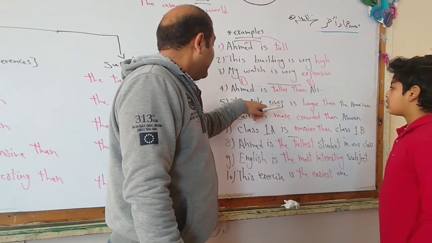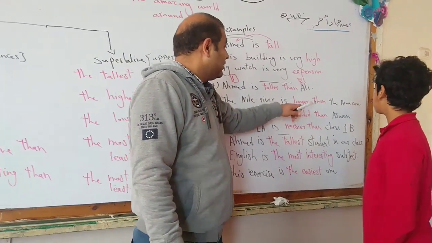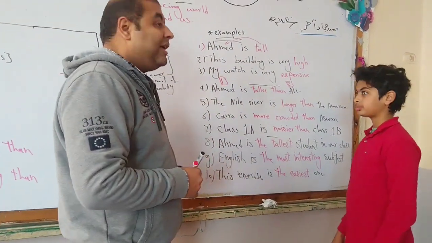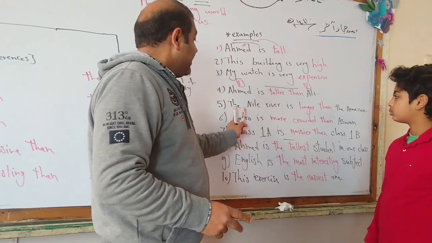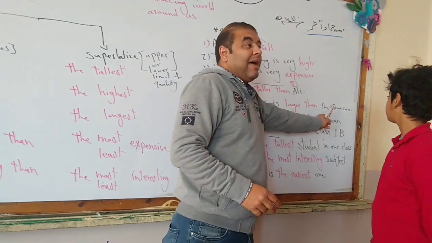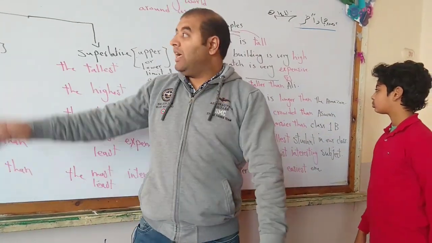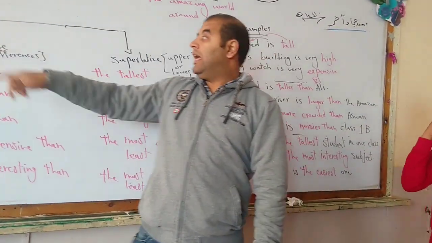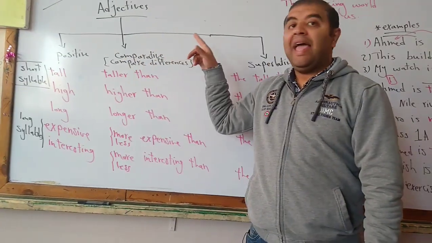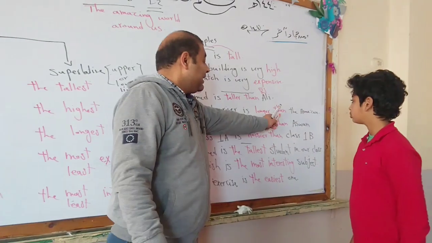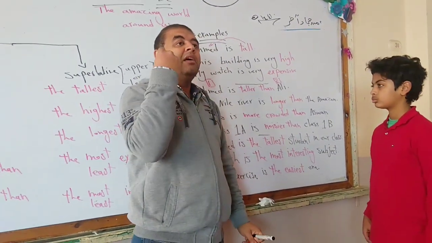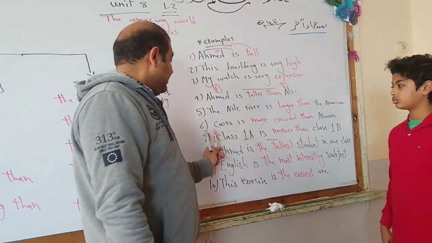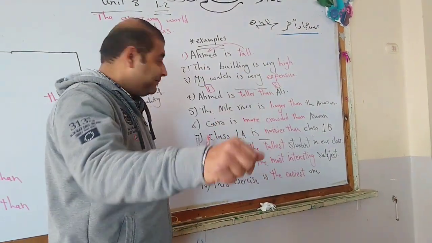Number five, the Amazon. Here we have a comparison between the two rivers, the Nile River and the Amazon. So what kind of adjectives did we use here? We use comparative adjectives to compare the two rivers. Yes, longer than. And the adjective long is a short syllable adjective. Yes, sit down.